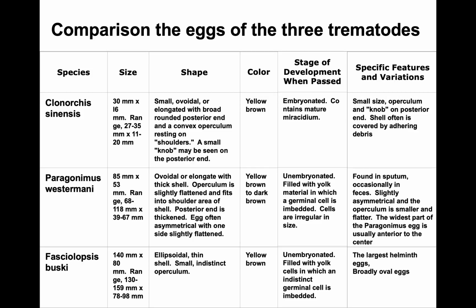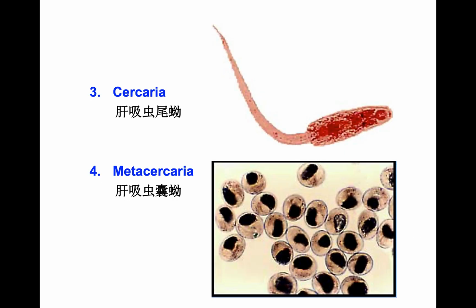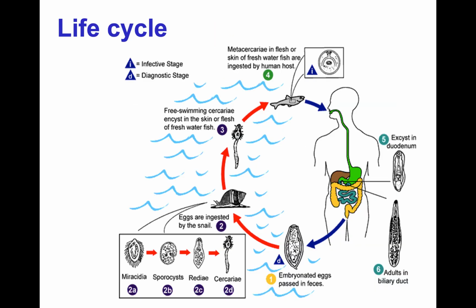This is the comparison of the eggs of 3 trematodes, and we can review after we finish introducing the 3 of them. And this is a picture showing the Cercaria and the Metacercaria, different stage. And this is the picture showing the life cycle.